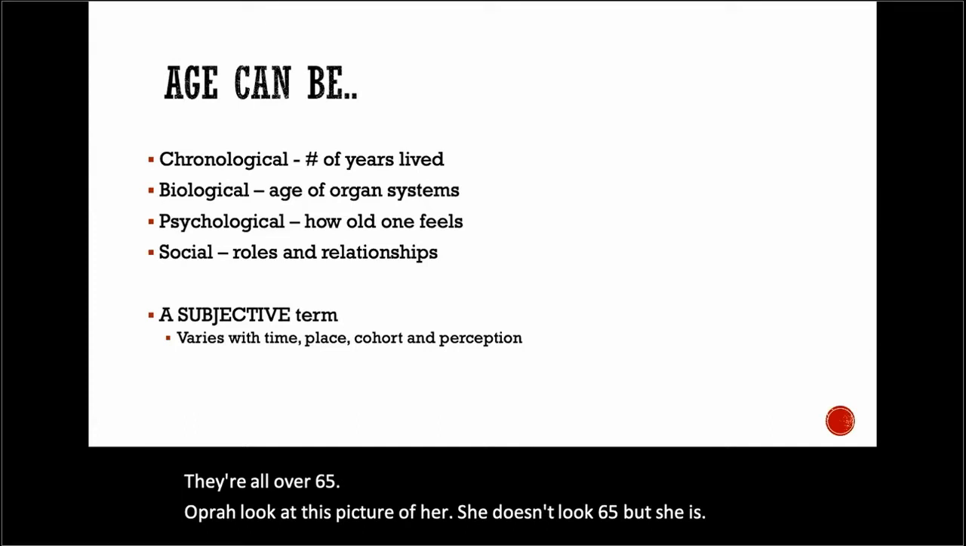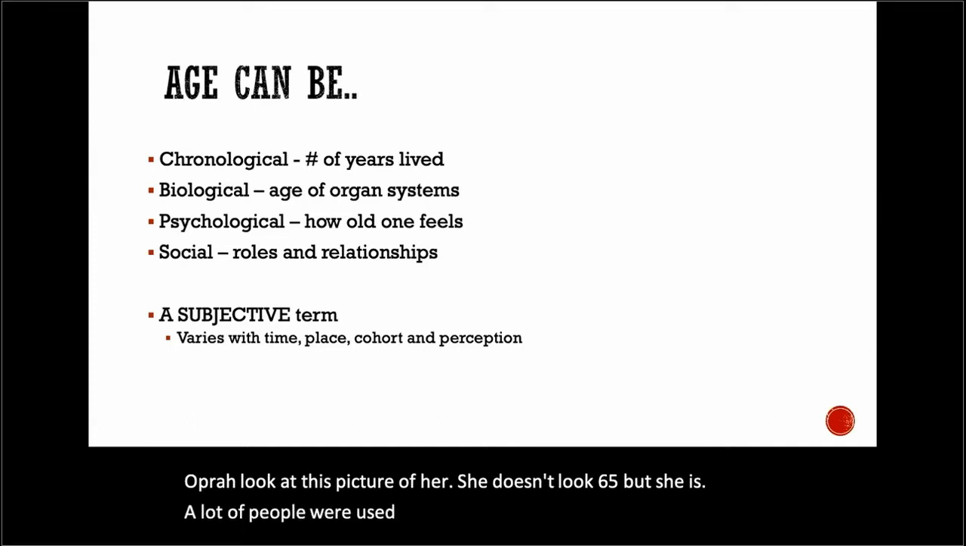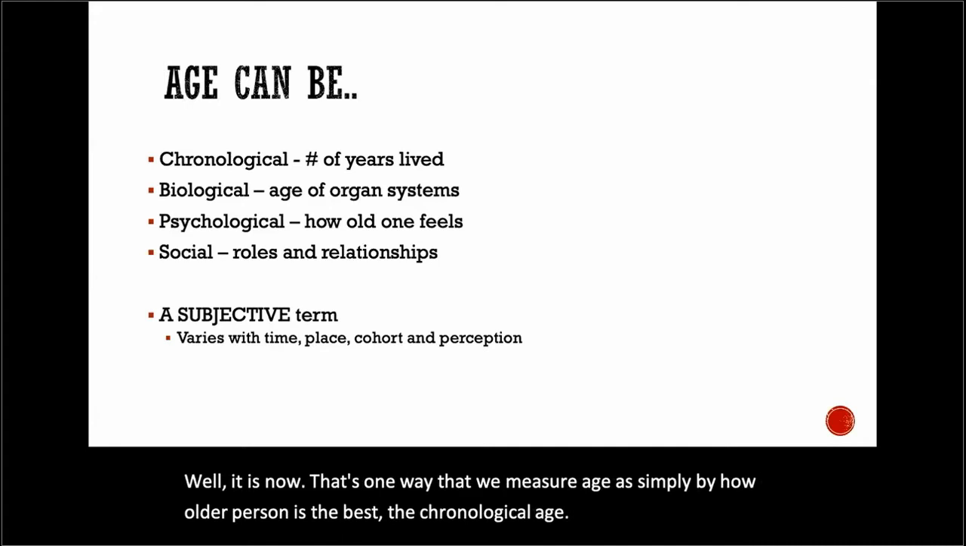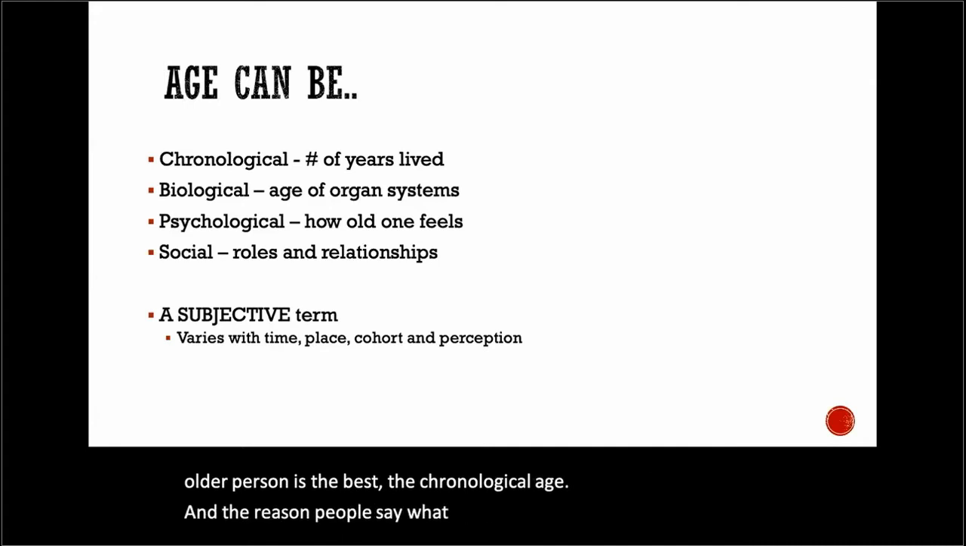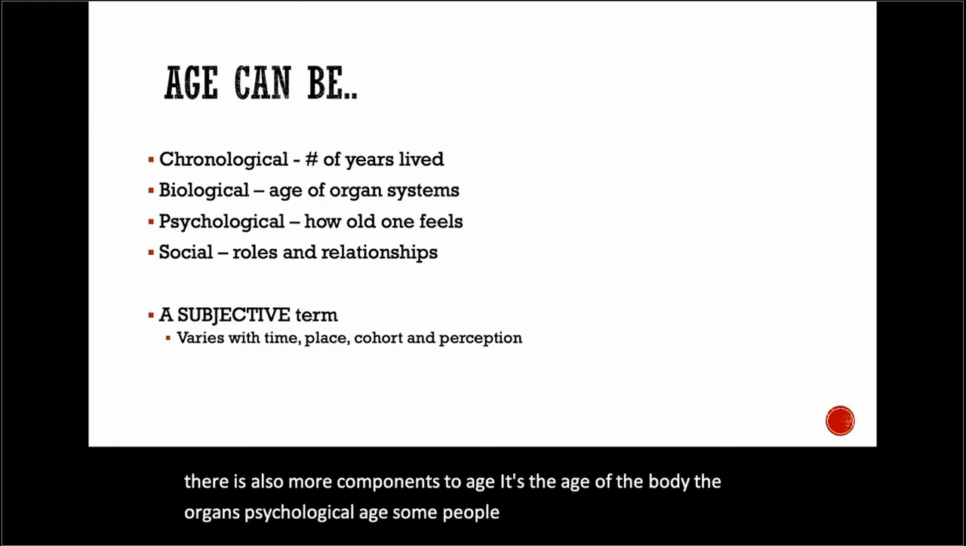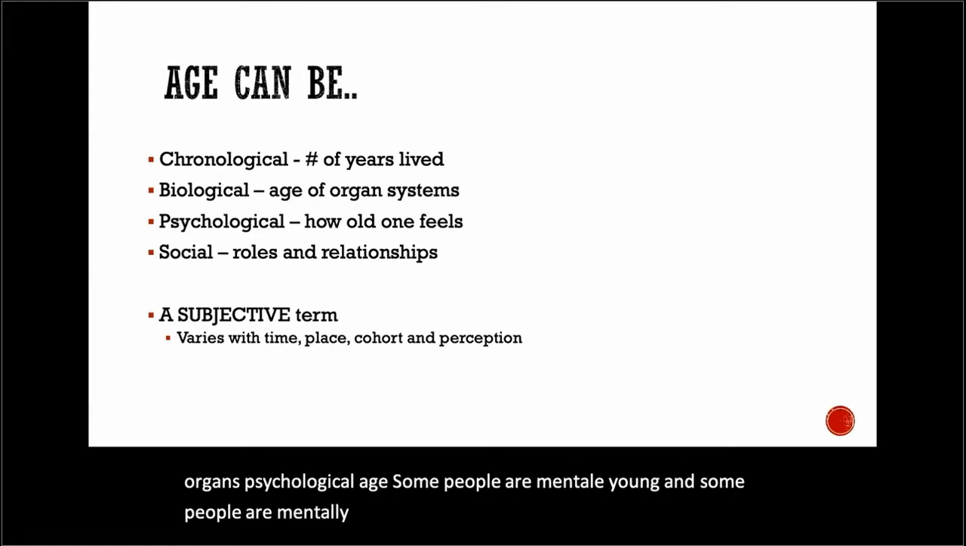A lot of people will use the saying, age is just a number. Well, it is. Now, that's one way that we measure age, simply by how old a person is. So that's the chronological age. And the reason people say, well, age is just a number, is that there are also more components to age. It's the age of the body, the organs, psychological age. Some people are mentally young, and some people are mentally old. So it's kind of how they feel. How old do they feel?